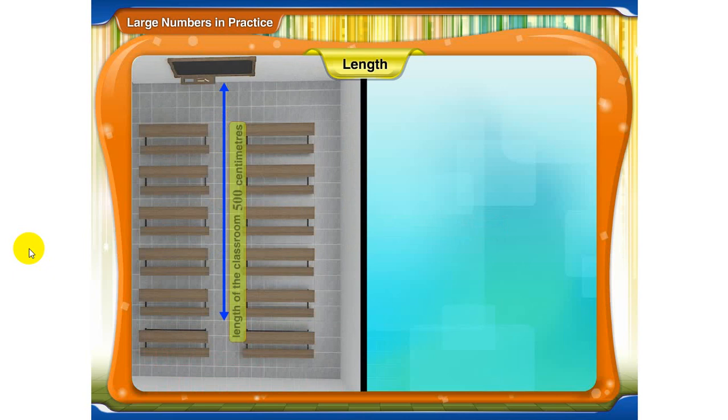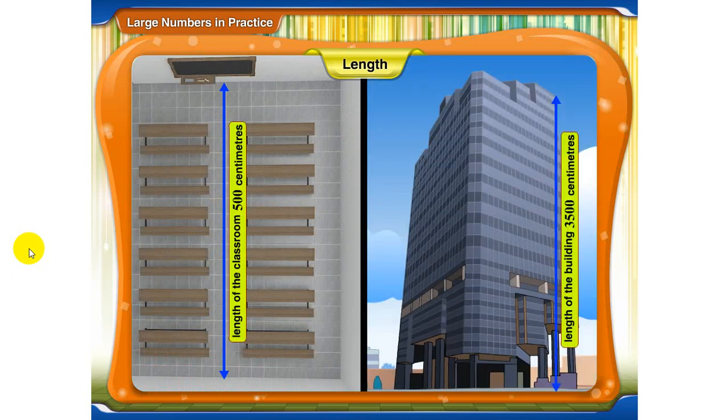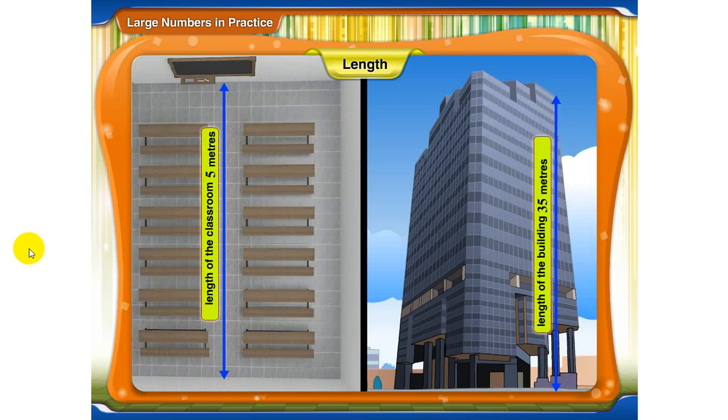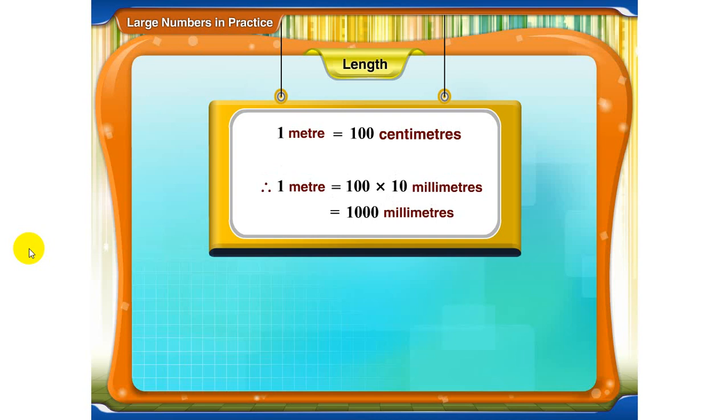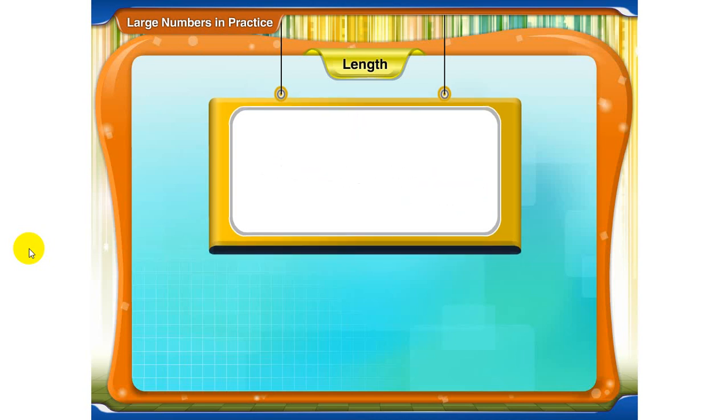To measure the length of the classroom or the school building, we shall find centimeter too small. We use meter for the purpose. B. 1 meter is equal to 100 centimeters. So, 1 meter is equal to 100 into 10 millimeters, which is equal to 1000 millimeters.